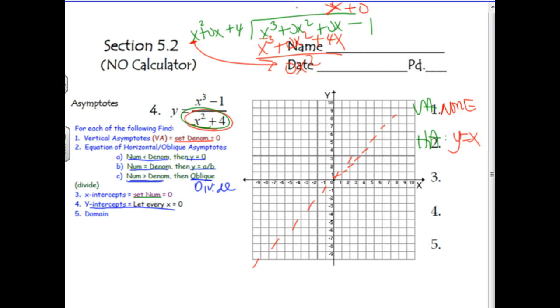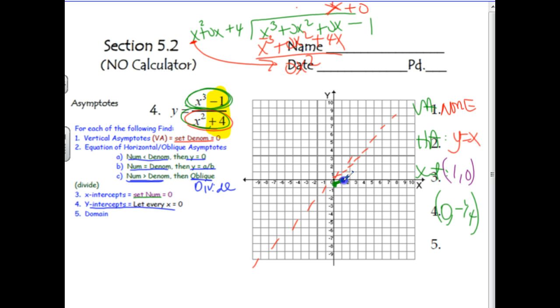To find the x-intercept, you set the numerator equal to 0. When does x cubed minus 1 equal 0? Well, that's when x equals 1. So I actually have an x-intercept here. And the y-intercept is letting every x be 0. It looks like it'd be, in this case, negative 1/4. So 0, negative 1/4. This is kind of interesting.